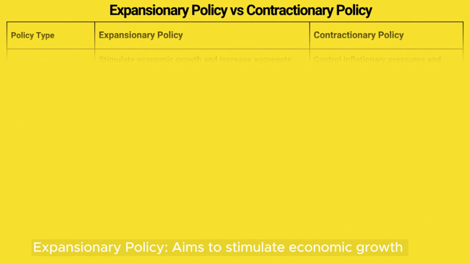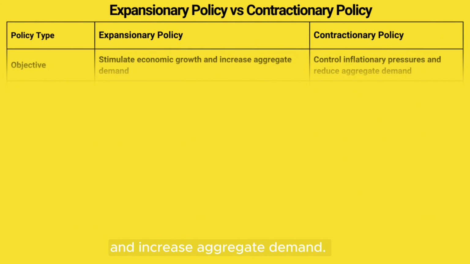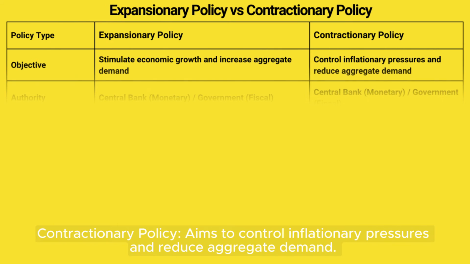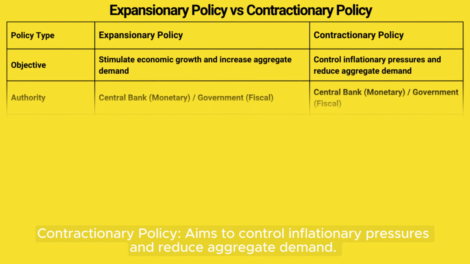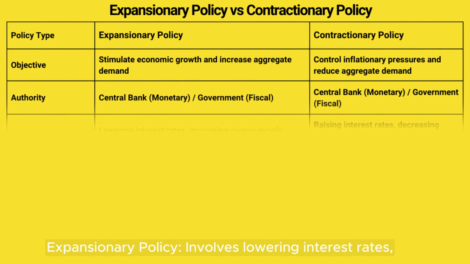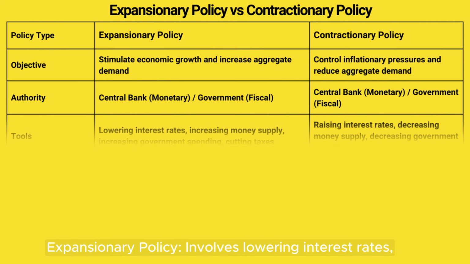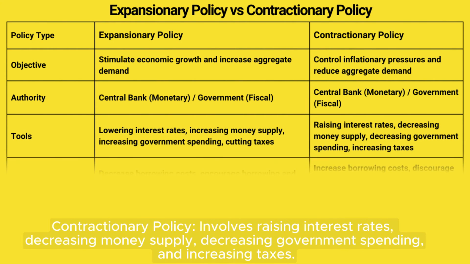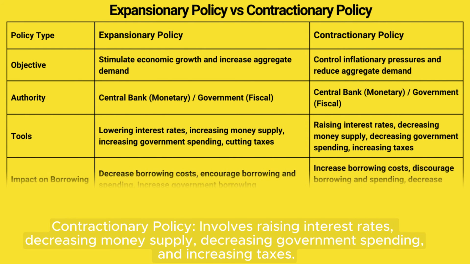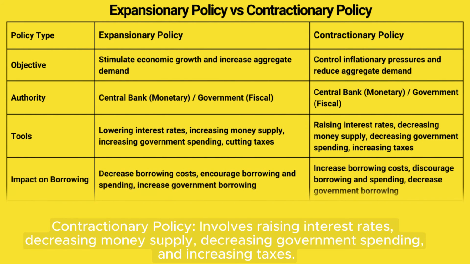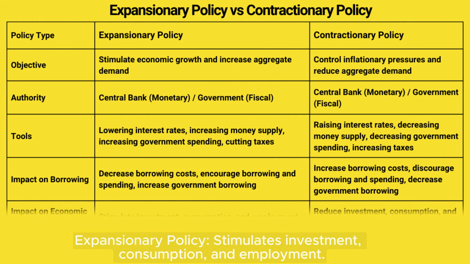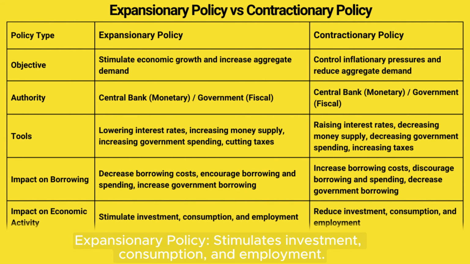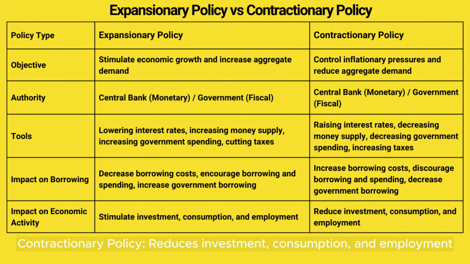Expansionary policy aims to stimulate economic growth and increase aggregate demand. Contractionary policy aims to control inflationary pressures and reduce aggregate demand. Expansionary policy involves lowering interest rates, increasing money supply, increasing government spending, and cutting taxes. Contractionary policy involves raising interest rates, decreasing money supply, decreasing government spending, and increasing taxes. Expansionary policy stimulates investment, consumption, and employment. Contractionary policy reduces investment, consumption, and employment.